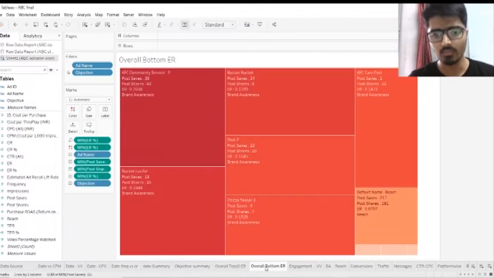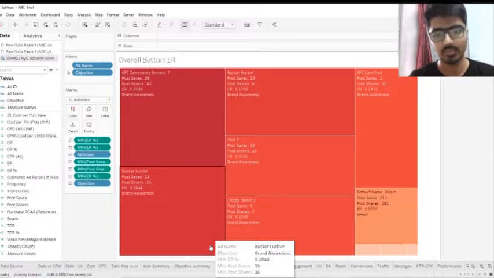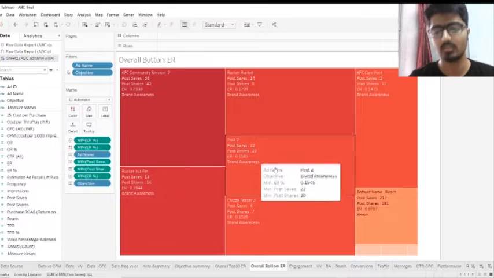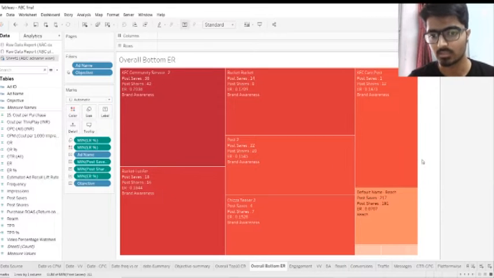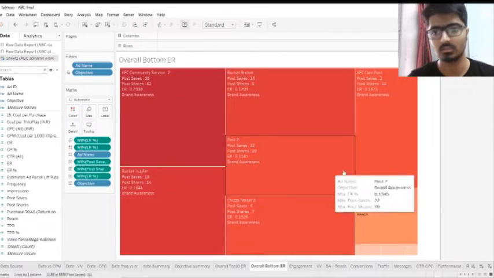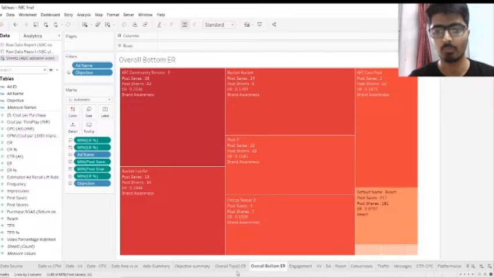Similarly, we have made a tree map for the bottom ads by ER, so the execution team can actually check in their system what content was missing from the top 10 ER ads, so they can improve upon these ads.